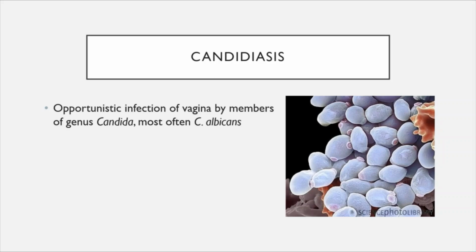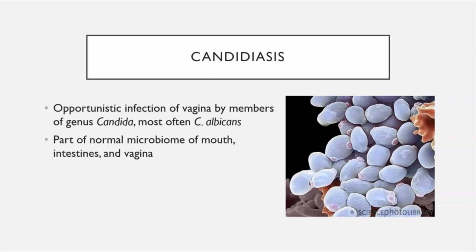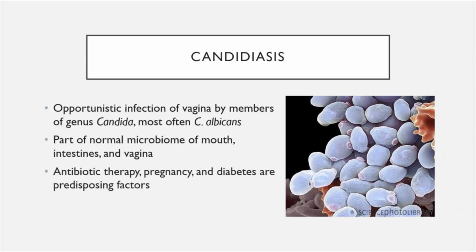Candidiasis is an opportunistic infection caused by members of the genus Candida, most often Candida albicans, which is a normal member of the vaginal microbiome, but it can arise into the form of an infection after the normal vaginal microbiome consisting of bacilli, lactobacilli specifically, is diminished through, as we've said before, broad-spectrum antibiotic therapy, pregnancy, and diabetes. Signs and symptoms of candidiasis include itching and thick, yellow, odorless discharge.